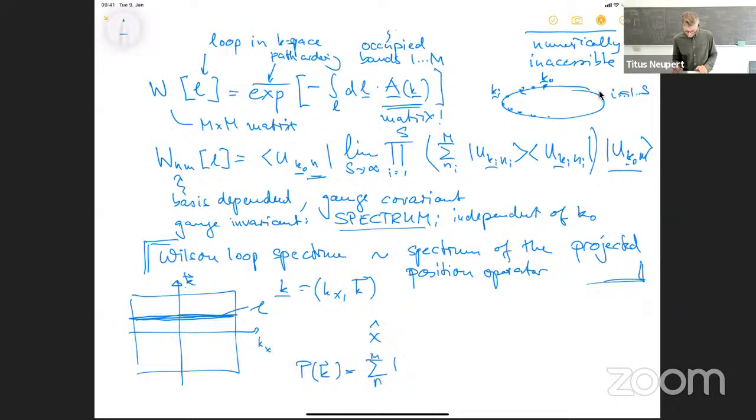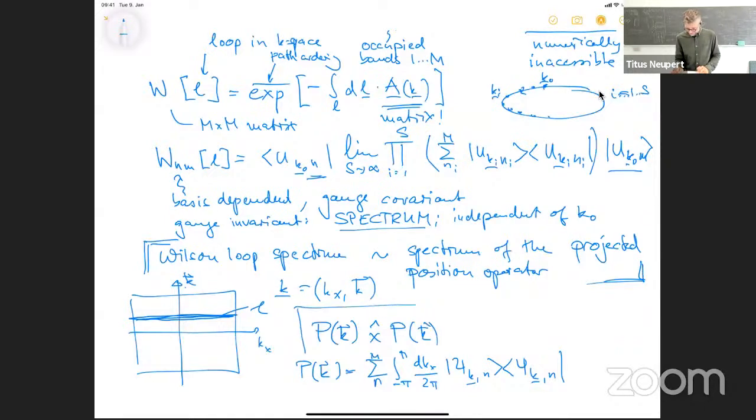Okay, so the projector is defined as follows: the integral over kx, 2 pi, psi k n, psi. Oh, see, here is my inconsistency. This should be this k. So I'm basically taking my Bloch states and I integrate over kx, sum over all occupied bands, and that's this projector, and I'm just sandwiching the x operator with this projector. So this is the operator I'm now interested in, and the spectrum of this operator.